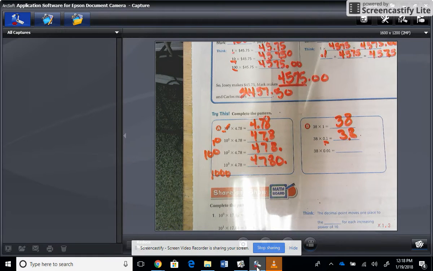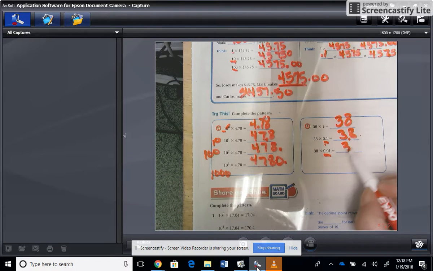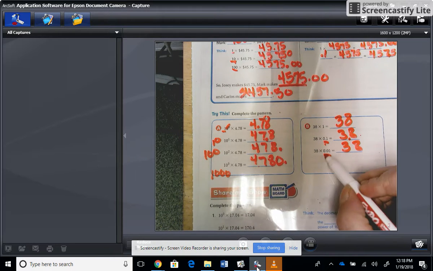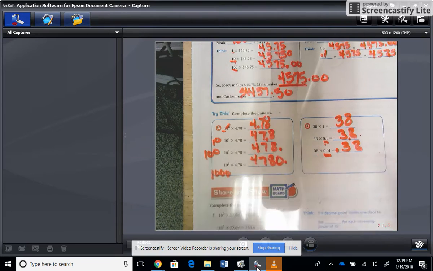I'm going to take it times 100th, and I'm just going to put my numbers there again because my digits never change. My value changes. There's 2 places in 100th, so I'm going to move my decimal 2 places, and I get 38/100ths.